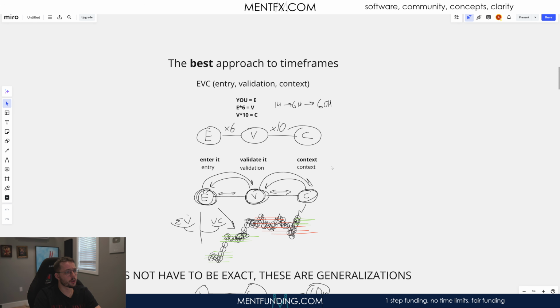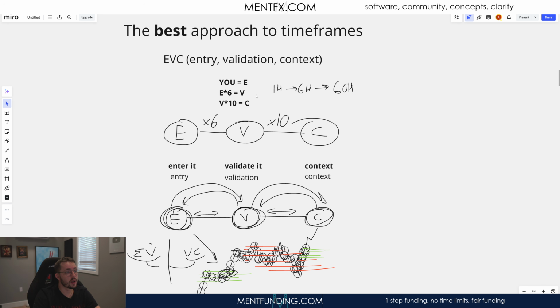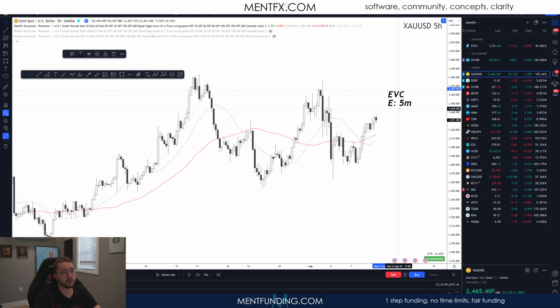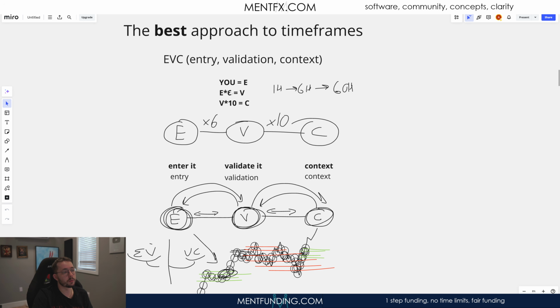So the best approach to timeframes is what you know as the EVC. And very simply, when you decide on your entry timeframe, which in our case today we'll be using a 5-minute as an entry timeframe, you can simply apply this blueprint for understanding timeframes. You multiply the E by 6 to get your validation, and your V by 10 to get the context. And on average, this creates a very good blueprint for understanding if something is worth trading or not.